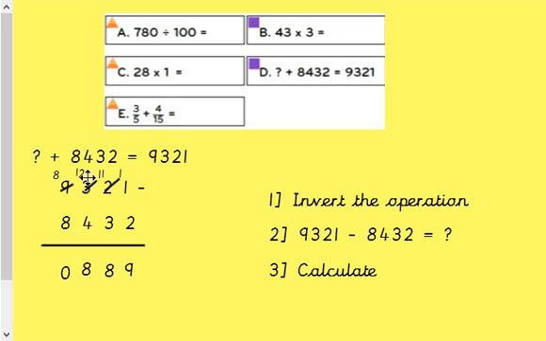I've now got 2 take away 4, can't do it. So I will need to exchange 1 from this column here, which means that we have 12 here. 12 take away 4 would be 8. And then finally on the end, 8 take away 8 would be 0. So our answer would be 889.